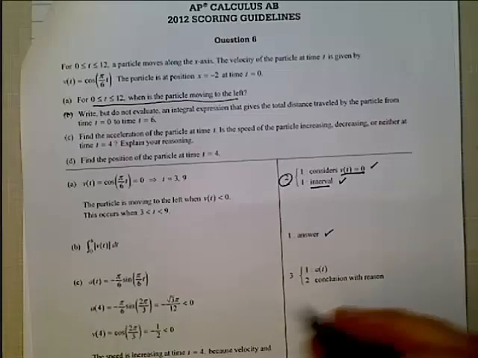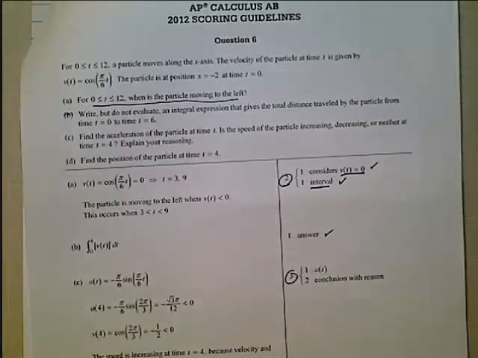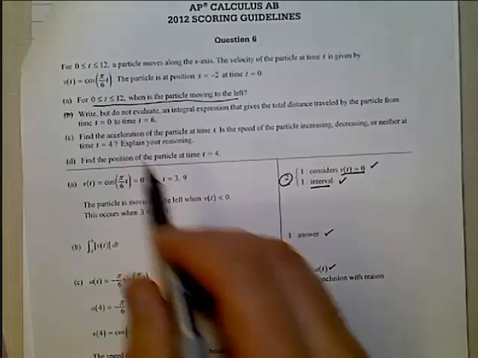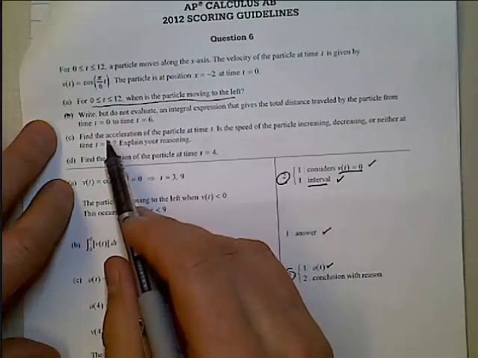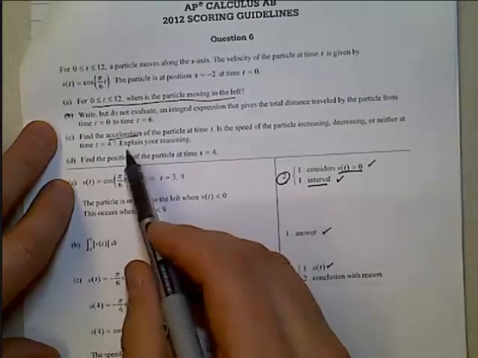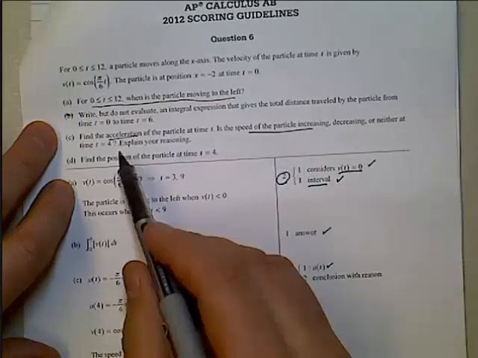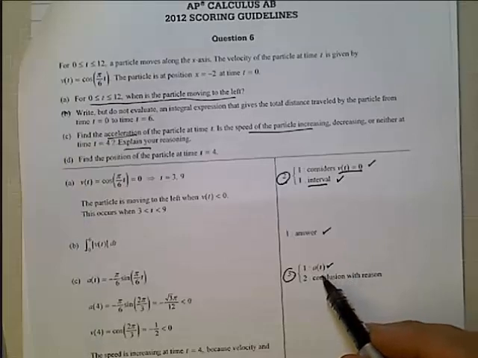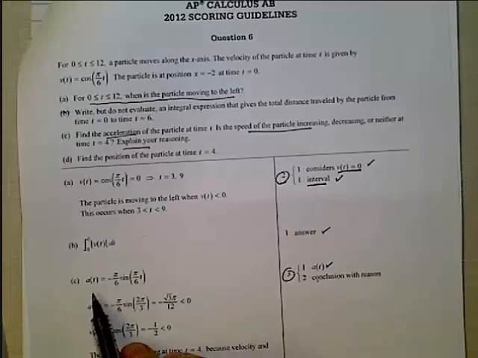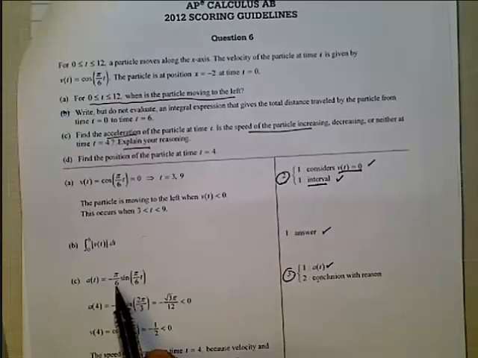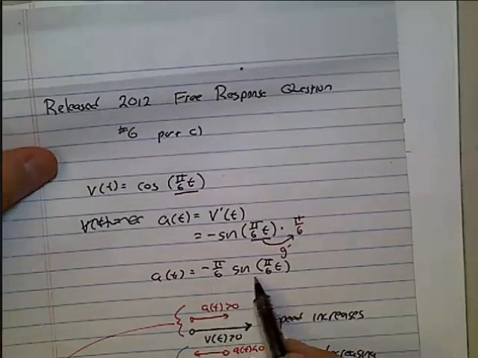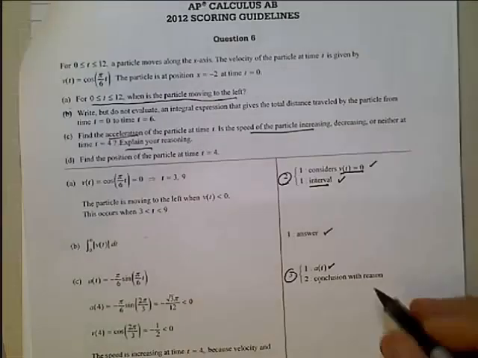Now, part C is where all the points are. We're not surprised by that because it was the longest and had the most difficulty. So what we get is 1 point for finding acceleration. Remember, there were two parts to this question: find the acceleration, and is the speed increasing or decreasing, and explain. So find the acceleration, that was just 1 point, which makes sense because all we had to do is take a derivative. Their answer for a of t is negative pi over 6 sine pi over 6t. So that's what we have, negative pi over 6 sine pi over 6t. So we get that point for having the acceleration.